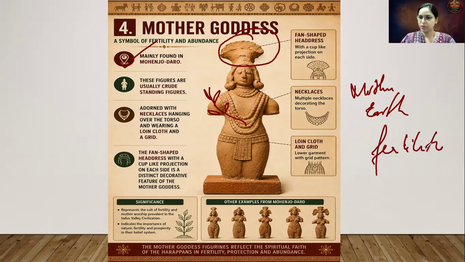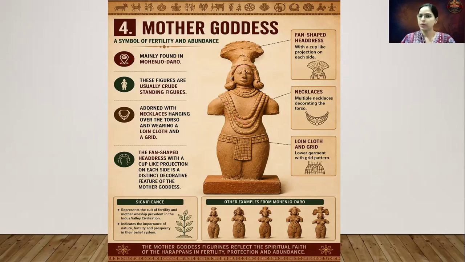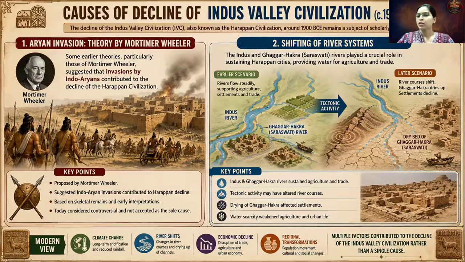So that model is also there. Mother Goddess is made of terracotta, and this model is from Mohenjo-daro. Many such images of Mother Goddesses have been discovered associated with the fertility cult and worship of a female deity. Fine. Now we are at the last portion of this civilization.